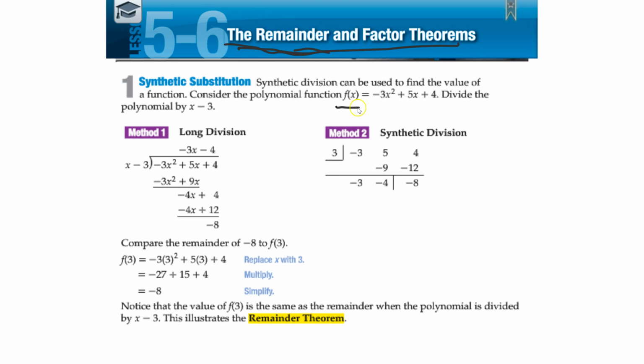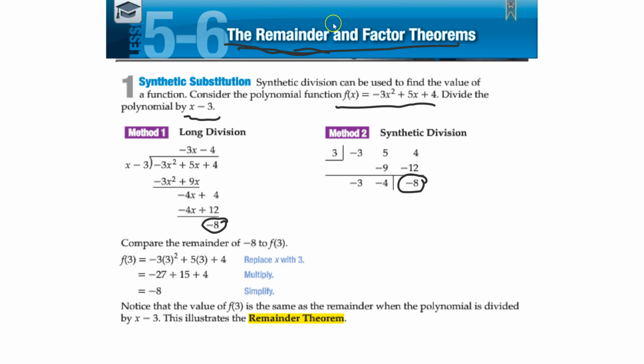If we have a function negative 3x plus 5x plus 4, and we want to divide that by x minus 3. A couple of videos ago, we talked about how you could do it two ways. Long division, and then you figure out the possibilities, you get a remainder of negative 8. If we do synthetic division, remember we do the opposite. We have to use positive 3. And then you get the exact same answer, a remainder of negative 8.